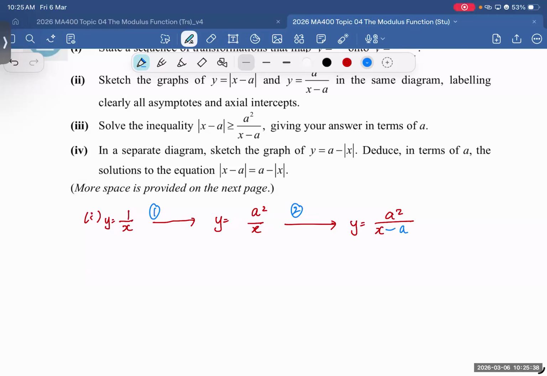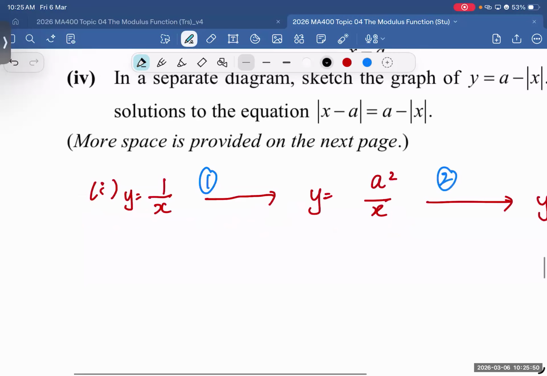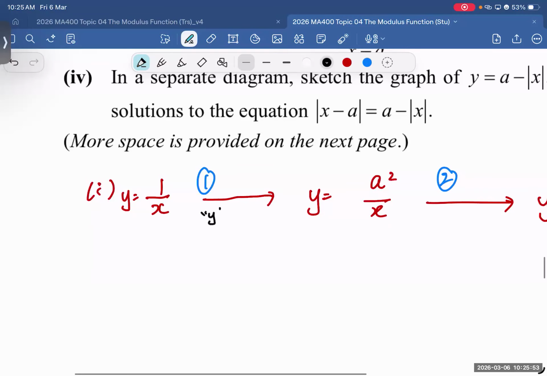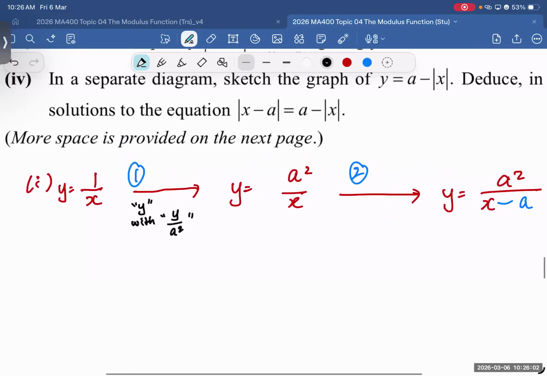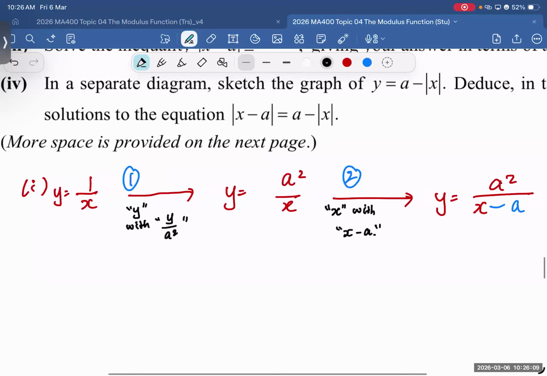Do I scale the x variable? I think you don't have to scale. I think you can translate the x variable. But you need to scale the y. So what I'm doing here, I replace y with y over a squared. Then here I replace x. Total got 2 transformations.